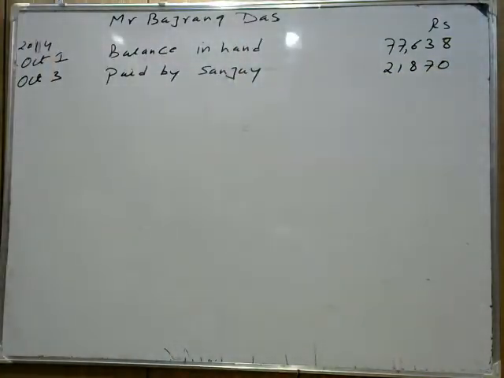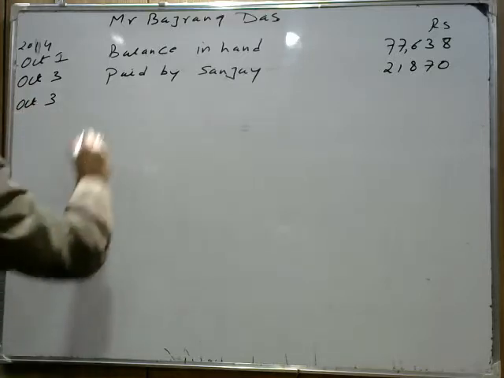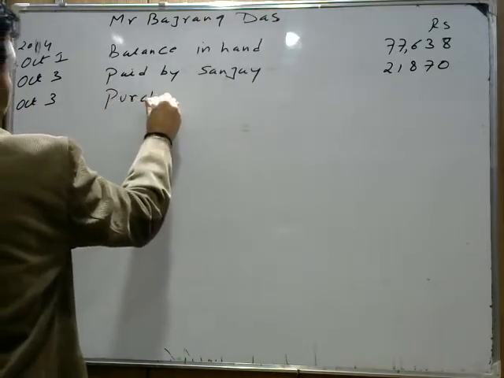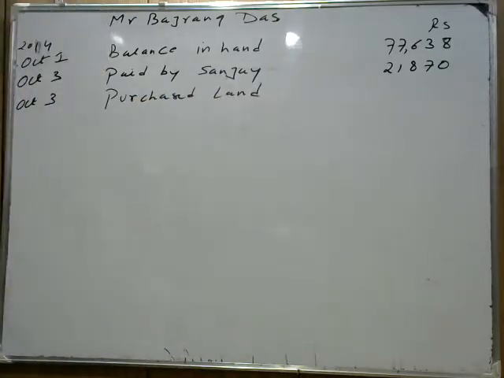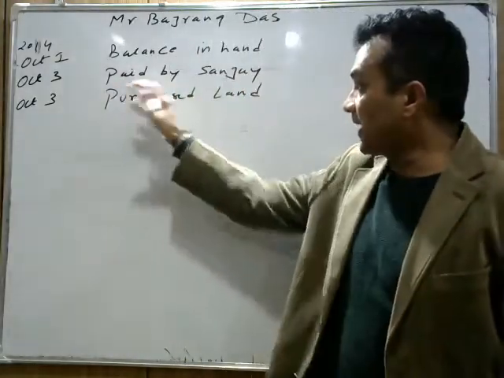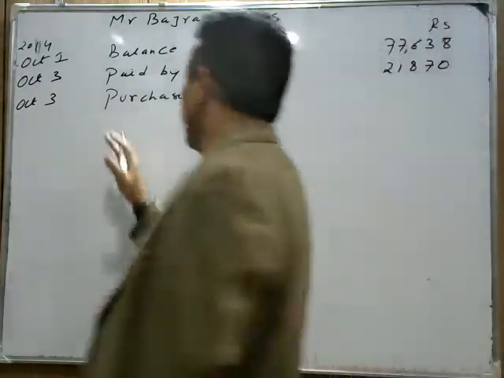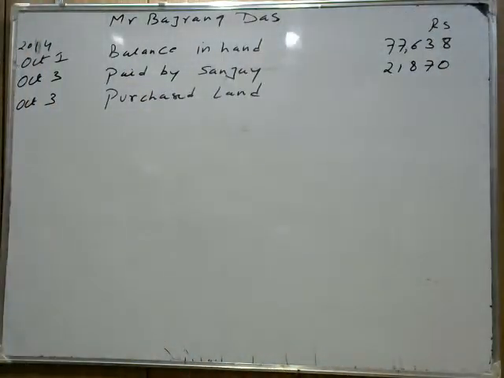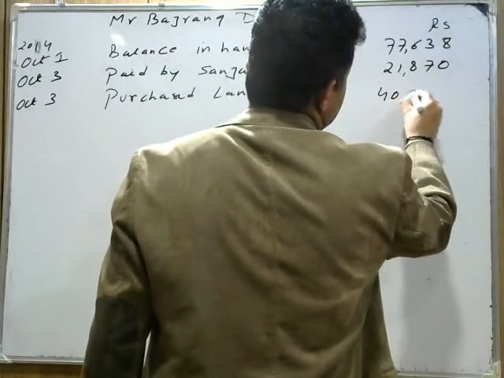It's transaction number 2. Next is on October 3rd again, on the same date, you purchase land. If nothing is mentioned, it means you purchase in cash. Whenever it is a credit transaction, the name will be given. If it is simply written purchase land, it means you purchased in cash. If it was written purchase land from Mohan, then it is a credit entry. Nothing is mentioned, it means you purchased in cash. So your purchase of land is 40,695.